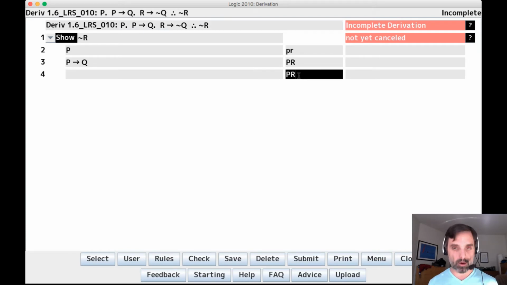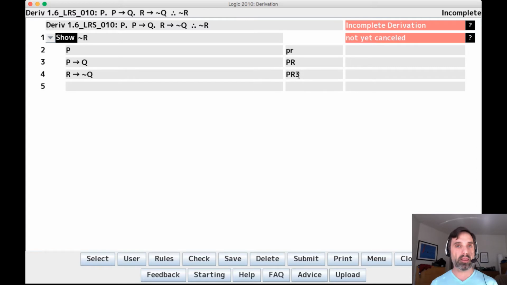So we'll say PR3 and hit enter, and now our third premise is put in. So good. Okay. We've now entered all the premises. So that's, in the simplest form of a derivation, the first thing you do is you put in show the conclusion, and then you enter all of your premises.